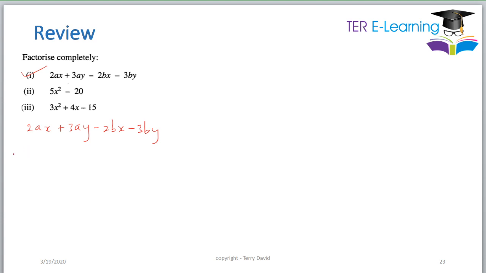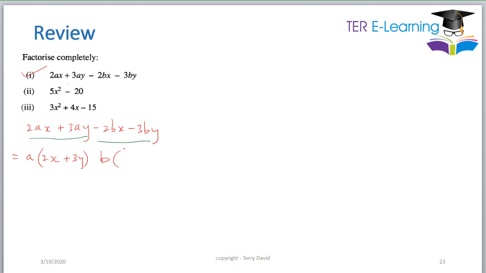When you're factorizing by grouping, you bring terms that have something in common together. If we look at the first 2 terms, we have a common to both of them. The only thing I can really pull out here is a, and I can write this as a(2x plus 3y). Then if we look at the second 2 terms, the only thing that's common there is b.